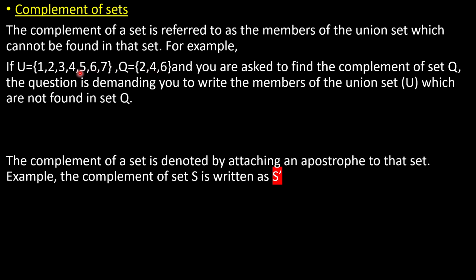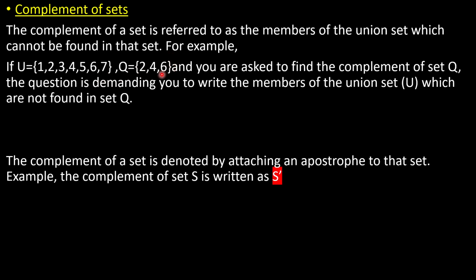4 is in set U and is also in set Q. So 4 does not qualify. 5 is in set U but it's not in set Q. So 5 qualifies. So we now have three numbers, 1, 3, and 5. 6 is in set U but is also in set Q. This does not qualify for complement. And the last number 7 is in the union set but is not in set Q. So 7 also qualifies for the complement of set Q.